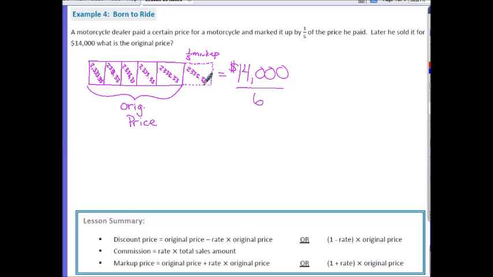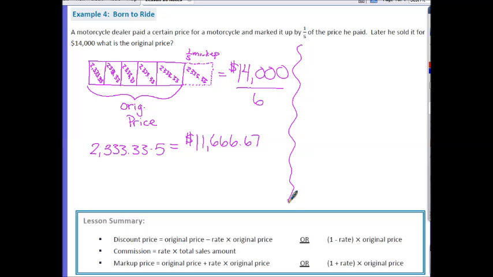Okay, so now if I want to just figure out what is the original price, I'm only looking at the original part of the bar. And from there, we know that they each have a value of $2,333.33, and there are 5 parts of those bars. So when we multiply those, we find the original price of the car was $11,666.67.